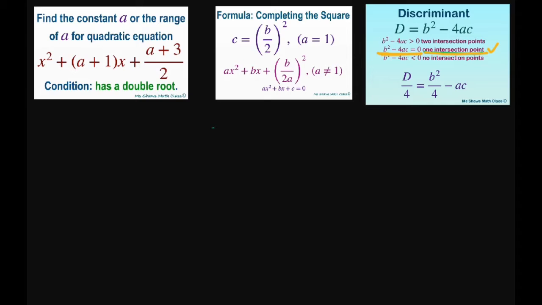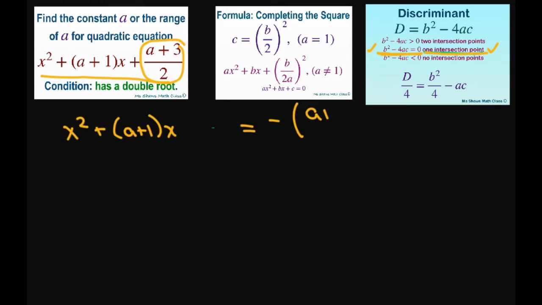We're not going to actually do the discriminant. It's just when we get our answer, we're going to set it equal to 0, not greater than 0 or less than 0. All right, so let's complete the square on this. To do that, we're going to write this as x squared plus (a plus 1) times x. And this part here is your constant. I'm going to move it to this side of the equation, so it's negative (a plus 3) divided by 2.